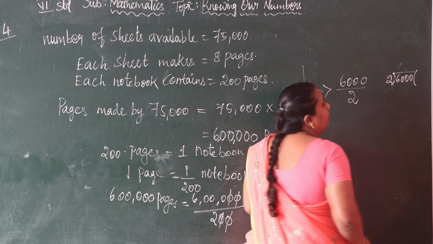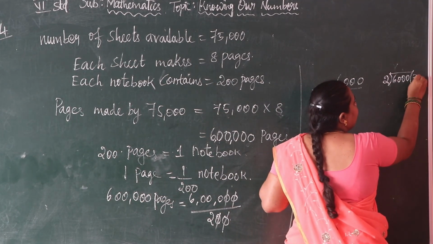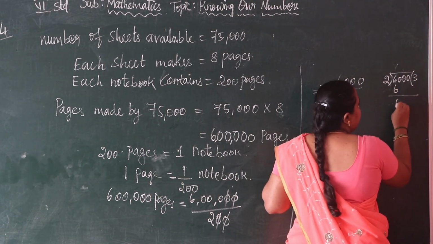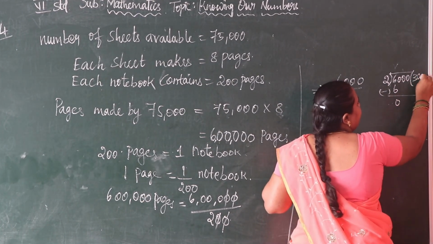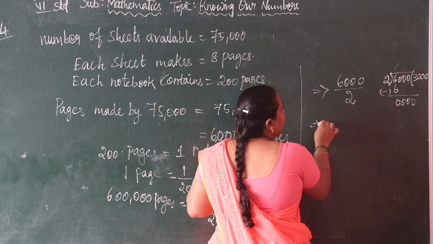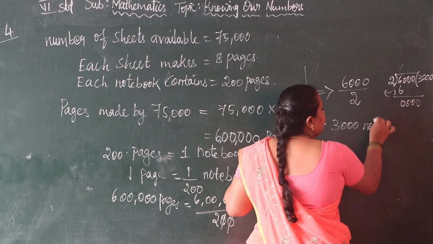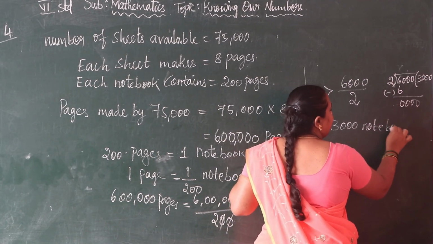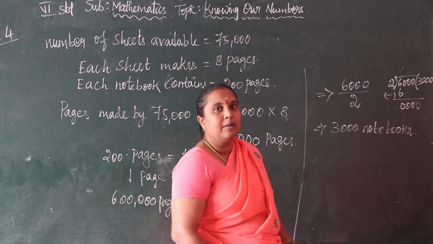So we want to divide like this. We have 2 3s are 6. So 0 minus 0. So these zeros we can write here also. Now we can make 3000 notebooks from 6 lakhs pages. Okay, 3000 notebooks from 6 lakhs pages.